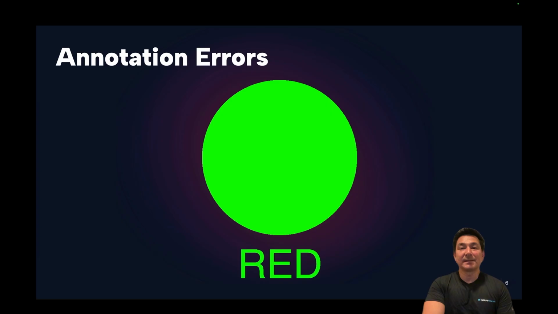What you see here is a simple yet powerful example. The dot is clearly green, but it's labeled as red. At first glance, this might seem like an obvious mistake, but in real-world datasets, these kinds of errors are much more common and often go unnoticed. Now, how do these annotation errors occur? There are 3 primary causes.